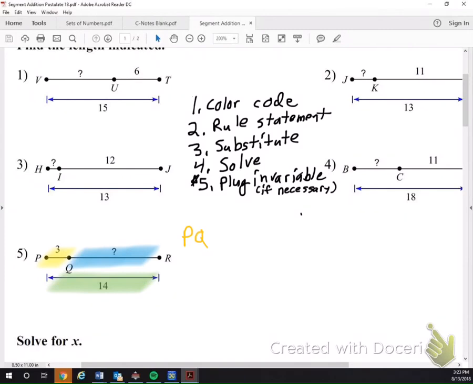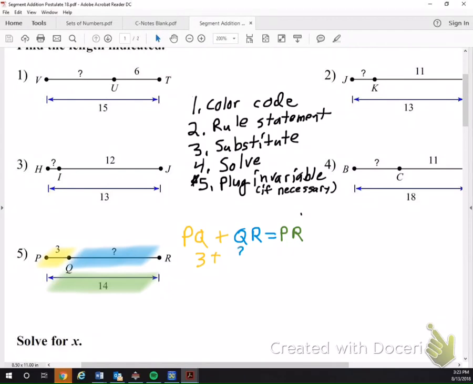So then we're going to write the rule statement. The rule statement here is the distance from P to Q. Now remember that because we aren't putting a line or any arrows above it, that PQ by itself means the distance from one point to the other. We're going to add that to the distance from Q to R, and together, those are going to give us the distance from P to R. So that's step 2.